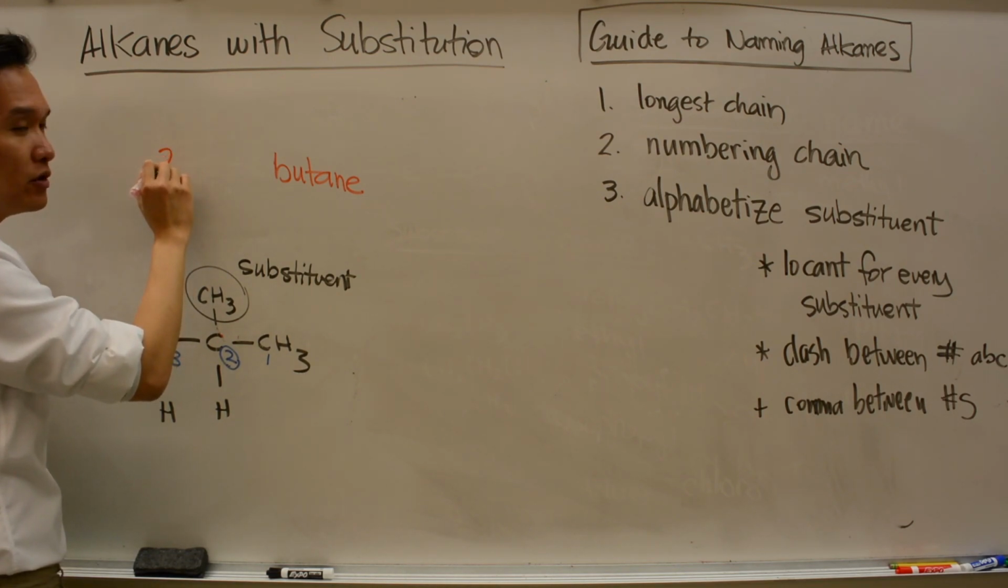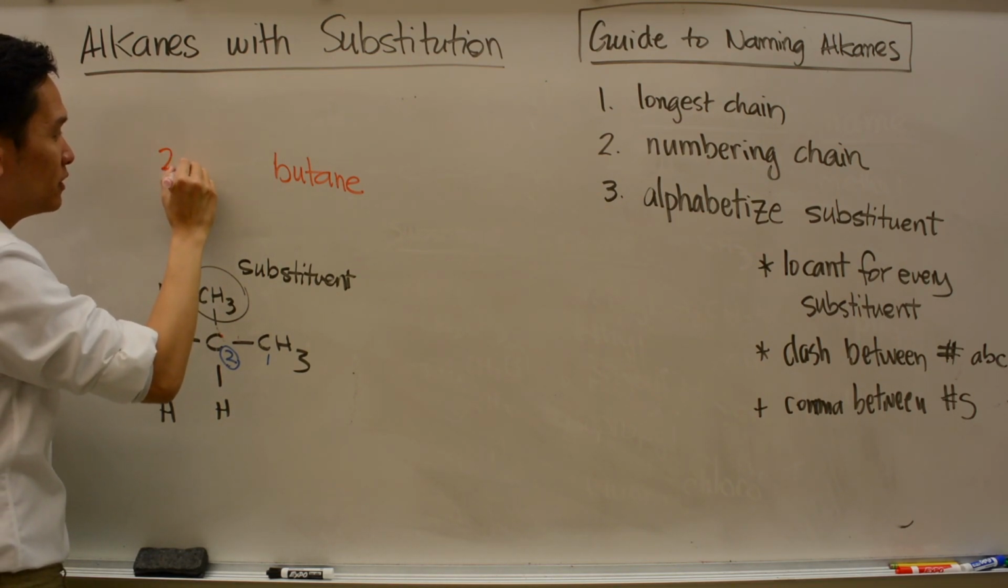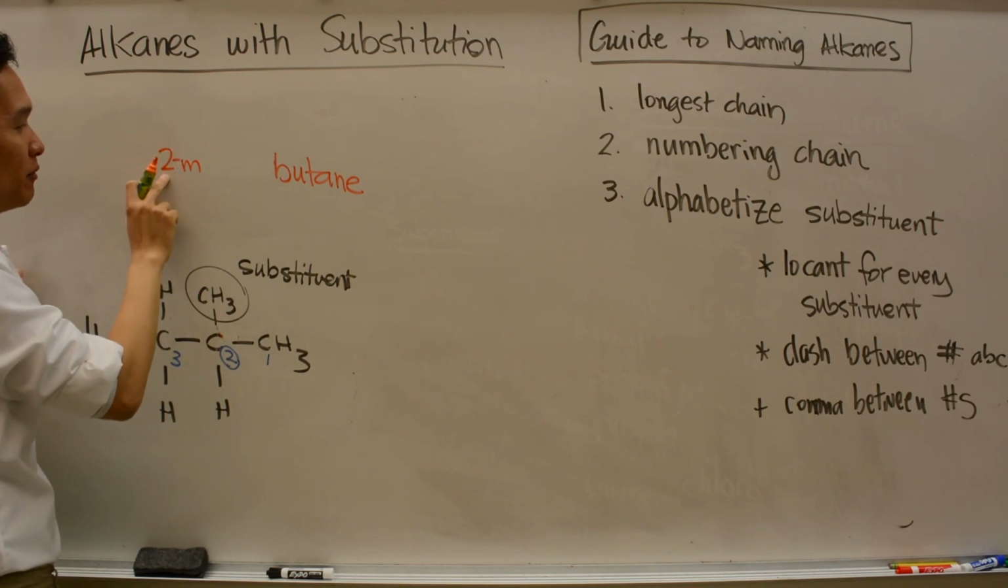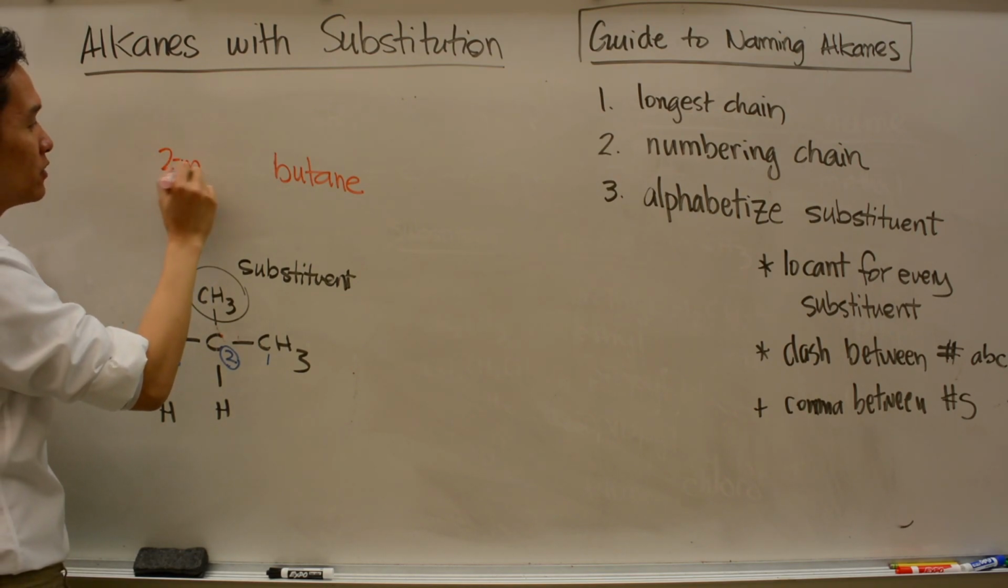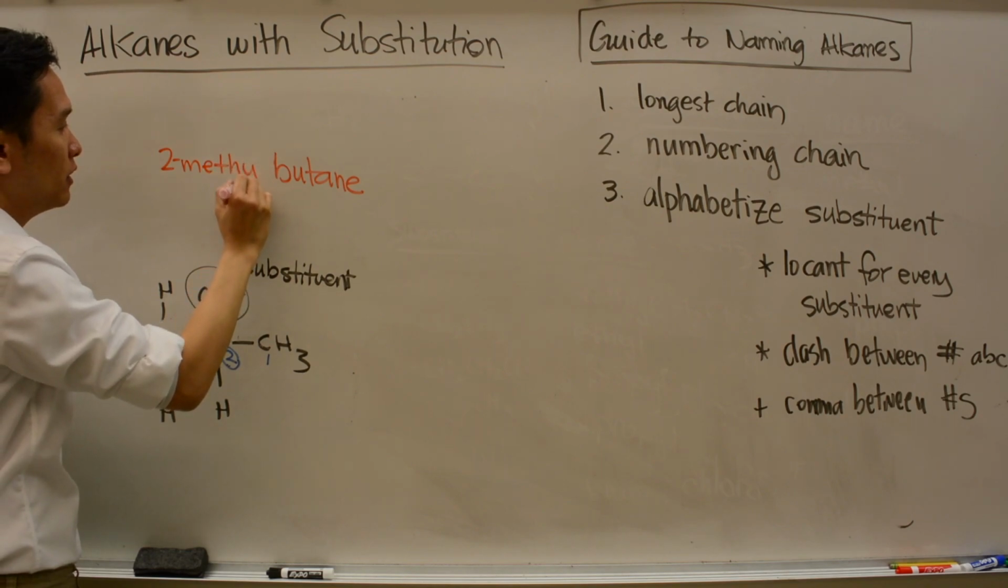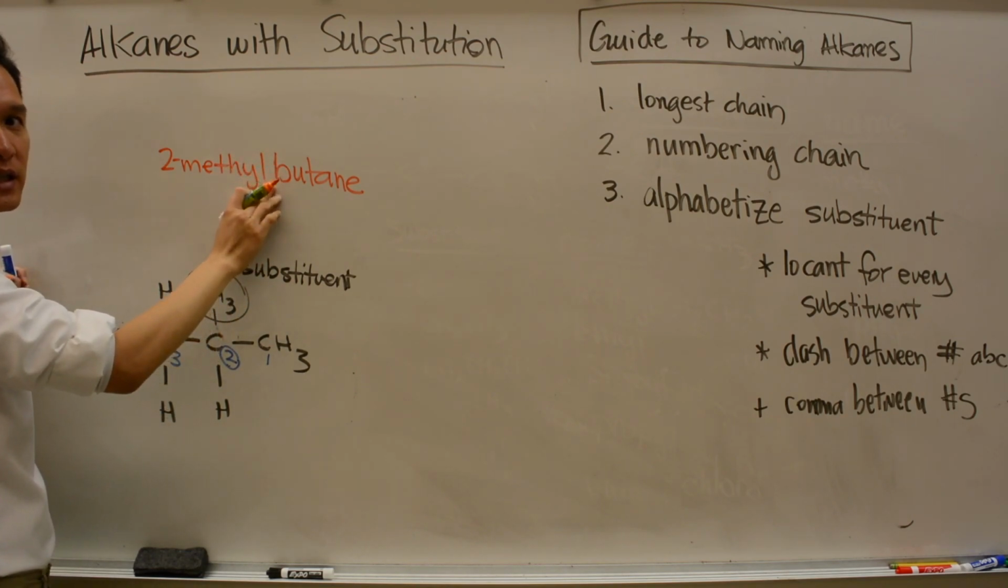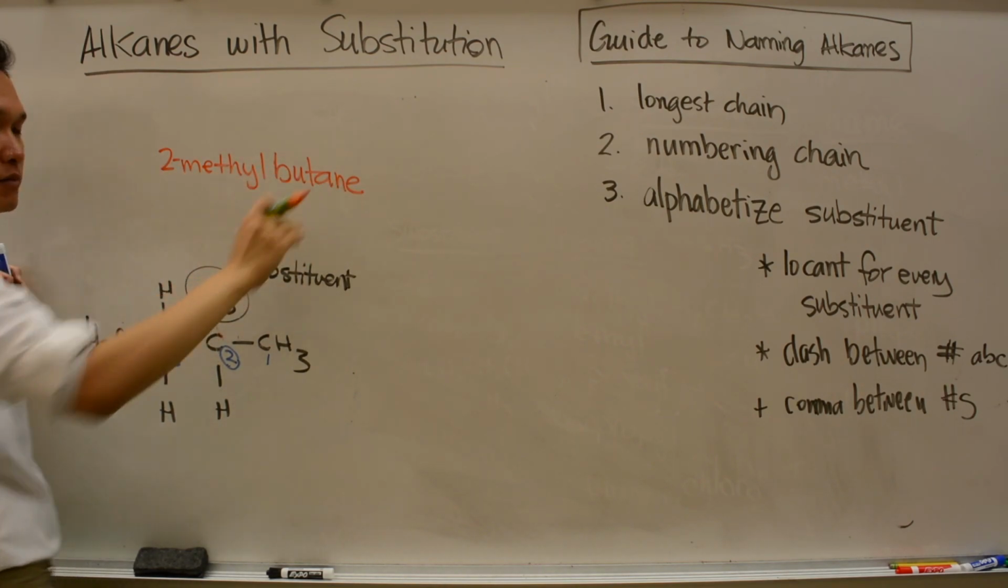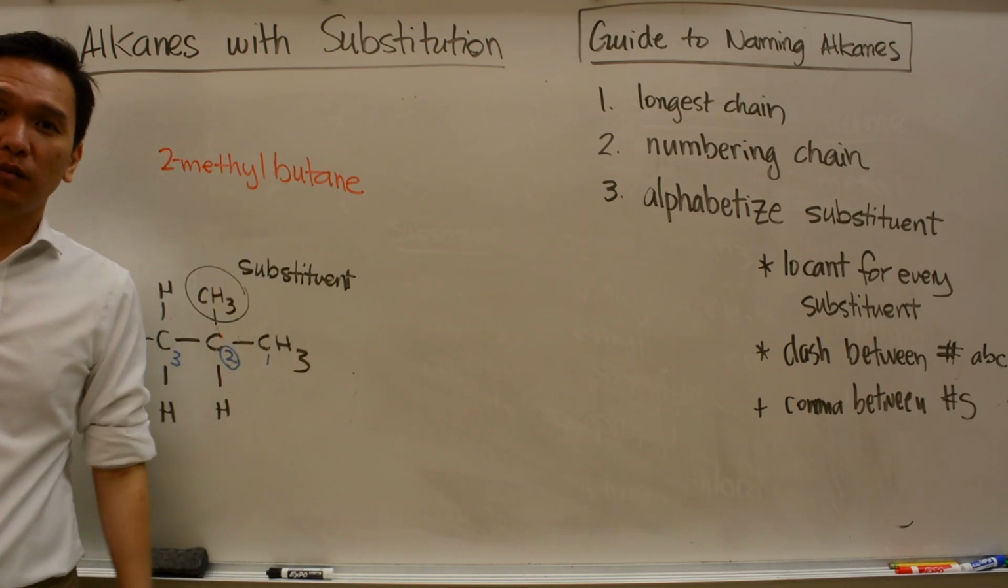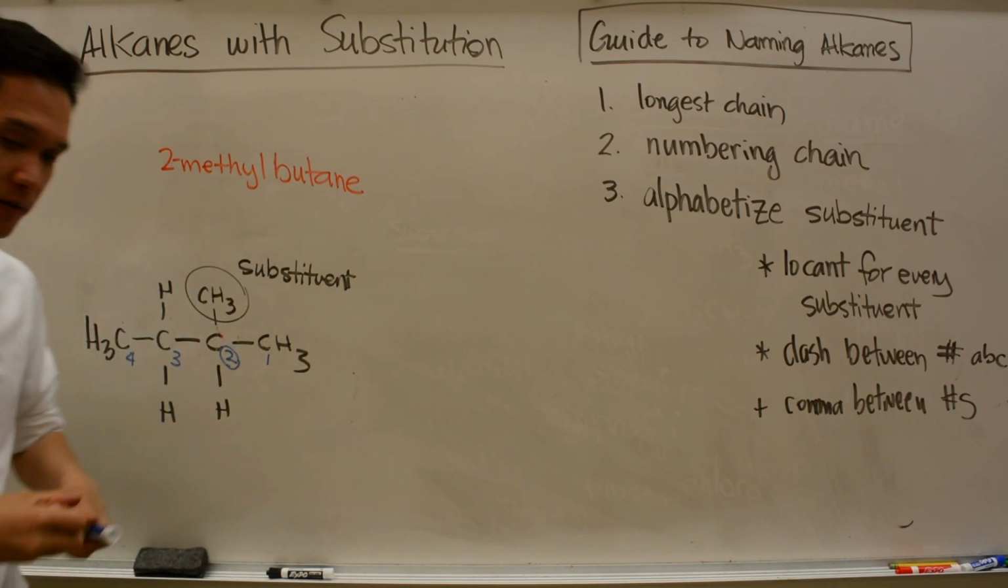So what do I need between 2 and the methyl? I need a dash, right? Because this is a number and this is an alphabet letter. So 2-methyl, and I don't need any space or anything in between. So it's called 2-methylbutane. It's the full name of this compound. Let's do some more examples.